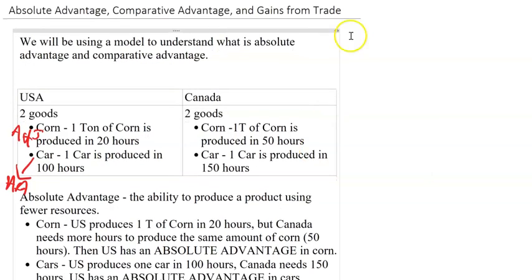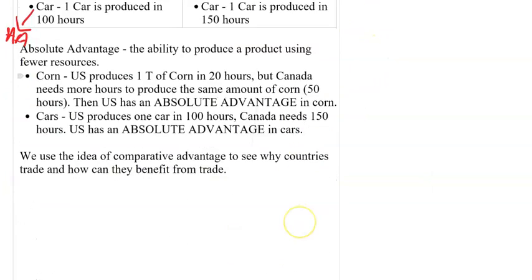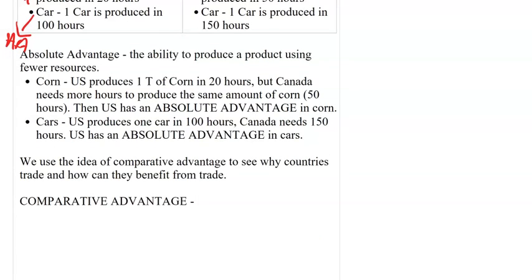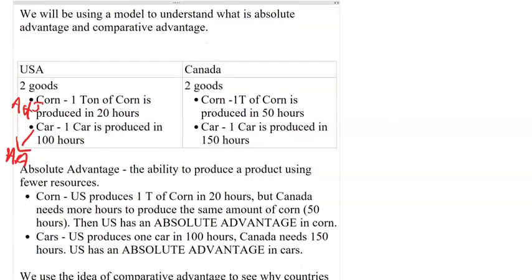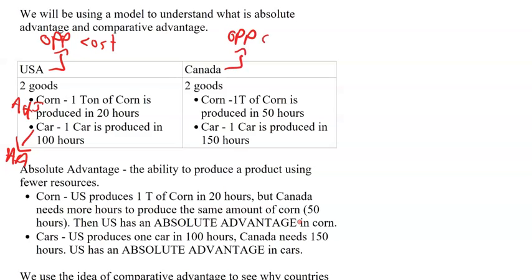If we define comparative advantage here, it is the ability to produce at a lower opportunity cost. So basically, in this case, we will calculate the opportunity cost of the US, and compare that opportunity cost with that in Canada. Once we compare these two, we will understand which country has a comparative advantage in that product.